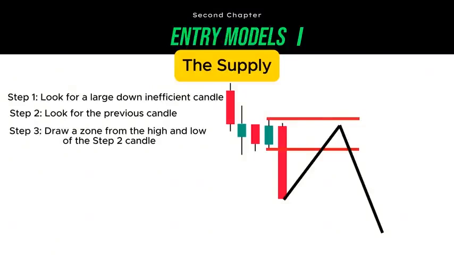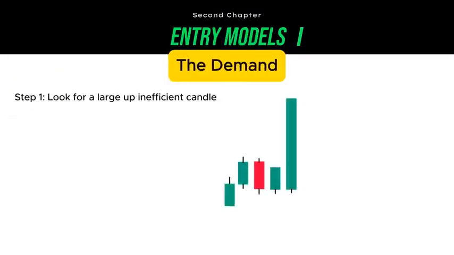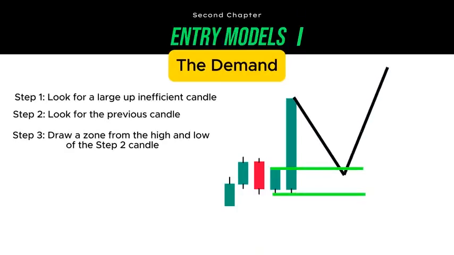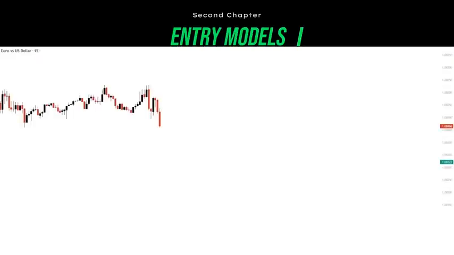Now for the demand zone, the first step is to find an aggressive move to the upside, a move that breaks the market's balance. The second step is to identify the candle before the aggressive move. The third step is to mark the high and low of that candle, and we wait for the market to rebalance, by price eventually going down and rejecting the zone to the upside, giving traders a setup for a buying opportunity. Now let's look at the charts and actually see what we have learned.